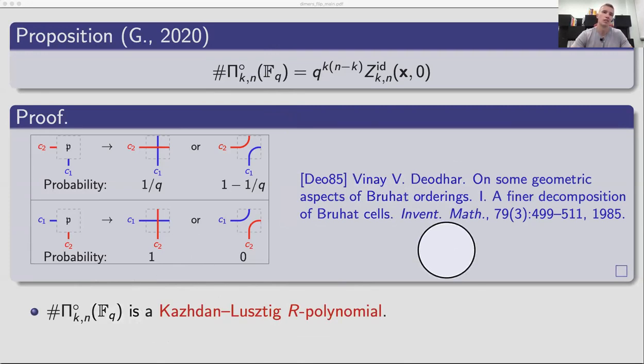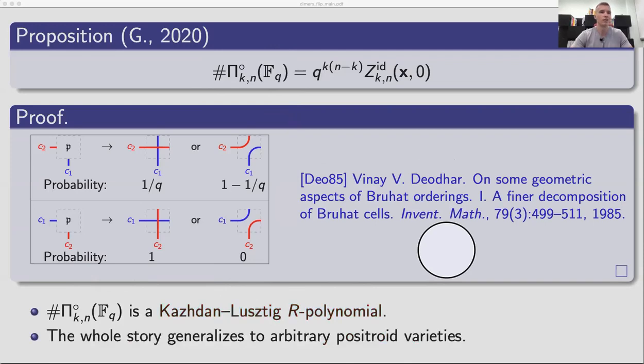And one kind of remark I want to make is that this whole thing, this statement generalizes to all Positroid varieties, not just the top dimensional one. You can take any Positroid here, and then you're going to have to take other permutations here, but then the result is proven in the same way.